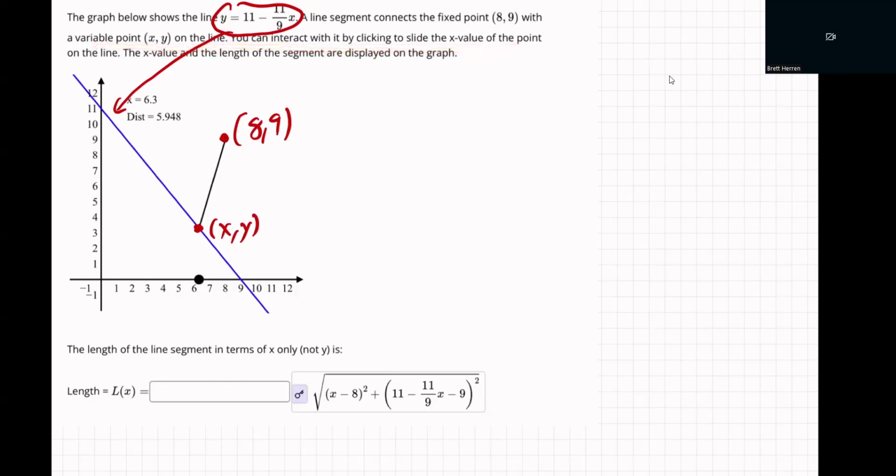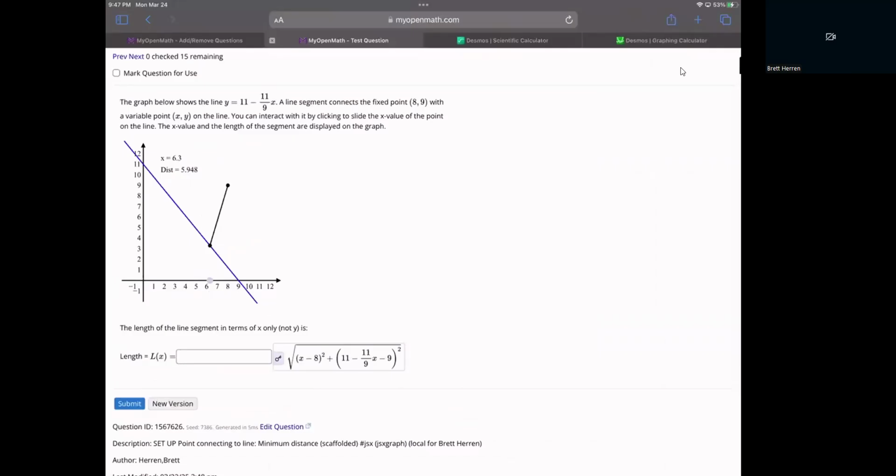The question is, what is the length of the line segment in terms of x only, not y? And there it is. First off, let me show you the interaction thing. So here, you can grab this point down here and move it.